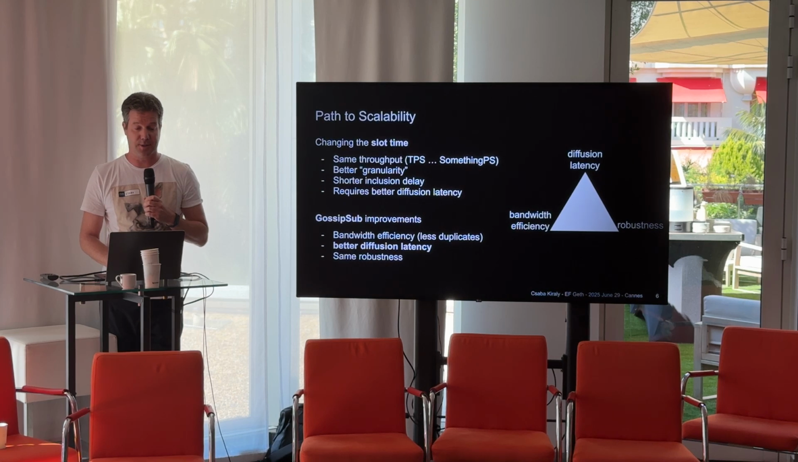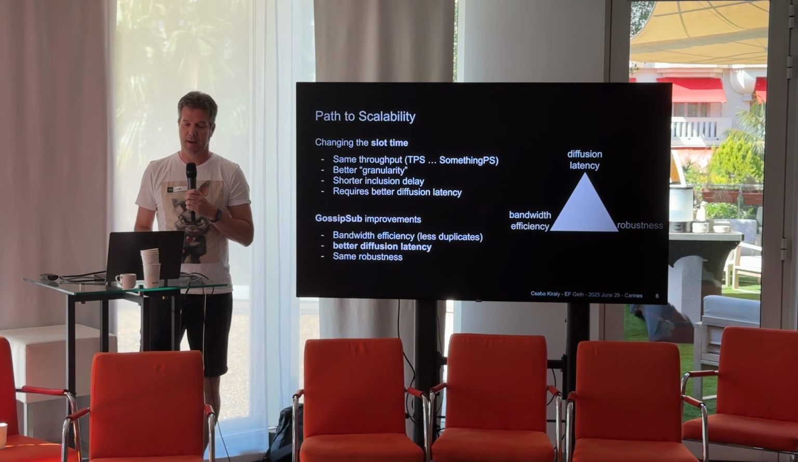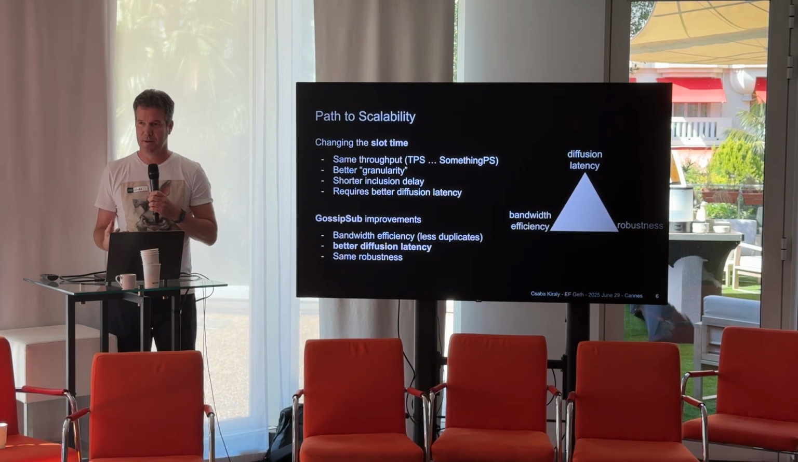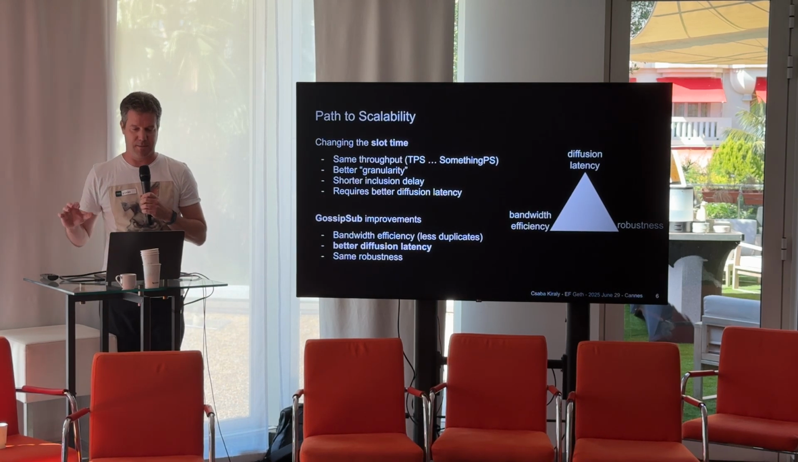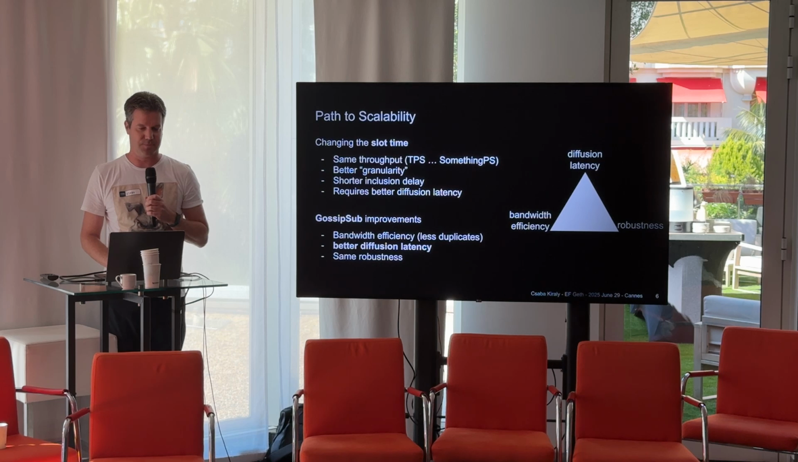Okay, changing shorter times. What are we doing there? We are keeping the throughput the same. Transactions per second or whatever per second is typically the same, but we are getting a better granularity in the system. For example, we are getting shorter inclusion delays. If you have a transaction sent to the mempool, it gets a chance to be included faster, and other benefits. And we all know that this requires better diffusion latency.